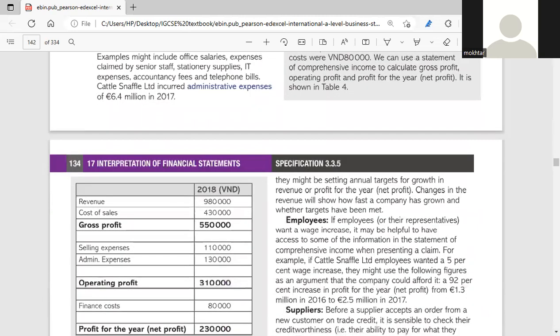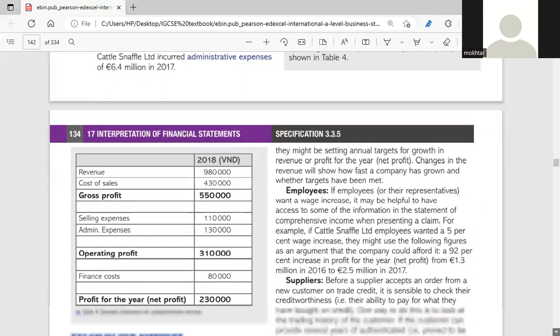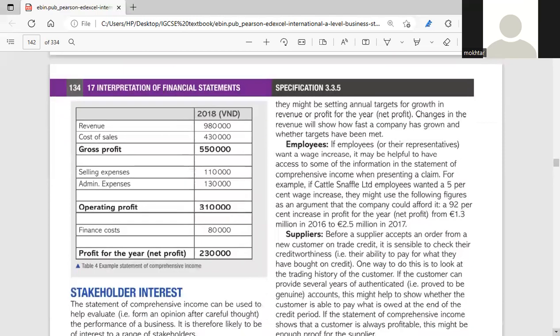So this is how the statement of profit or loss looks. We have the revenue and the cost of sales; your revenue minus your cost of sales gives your gross profit. You take away your selling expenses and administrative expenses to have your operating profit. Then your operating profit minus your finance cost gives you the profit for the year. Then we go to stakeholders.